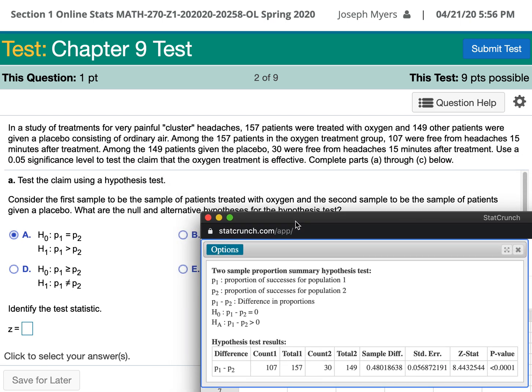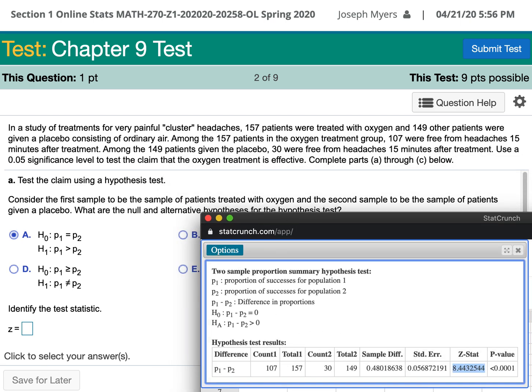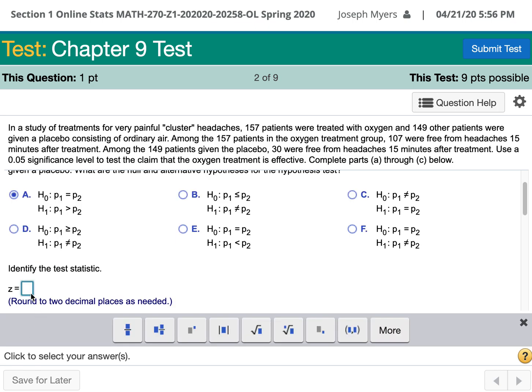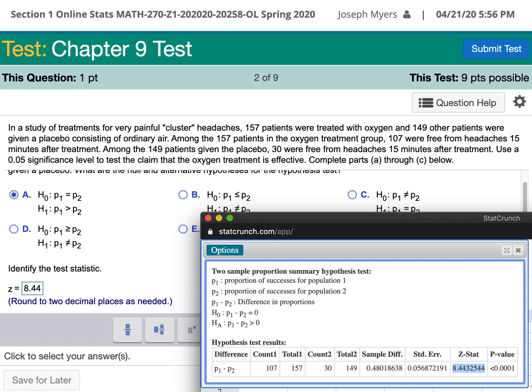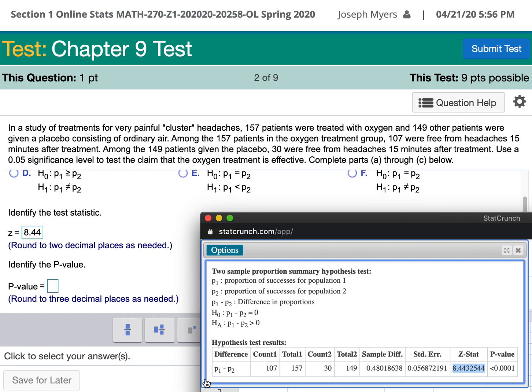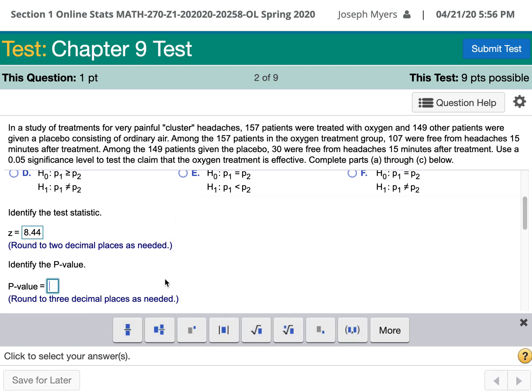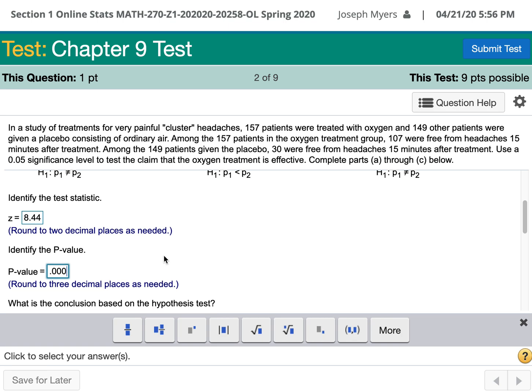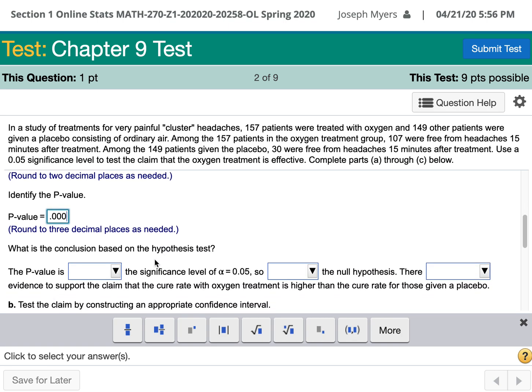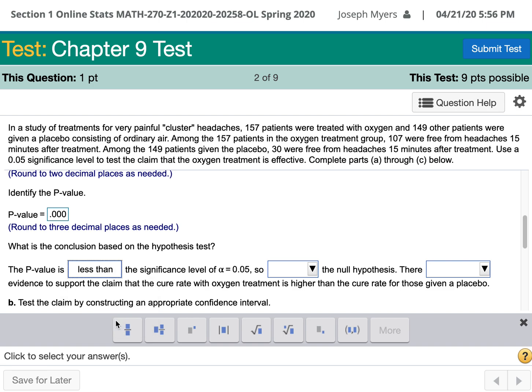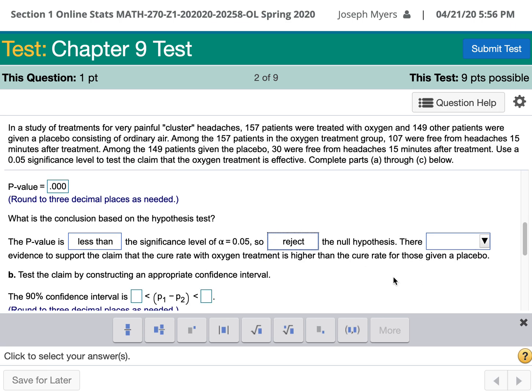and the result I get is the test statistic is that number. It's a fairly big test statistic. And the p-value is less than 0.0001, so rounded off, that would be 0.000. The conclusion, the p-value is less than the significance level of 0.05, so that means we will reject the null. So that means that there is sufficient evidence to support the claim that the cure rate with oxygen treatment is higher than the cure rate for the placebo.